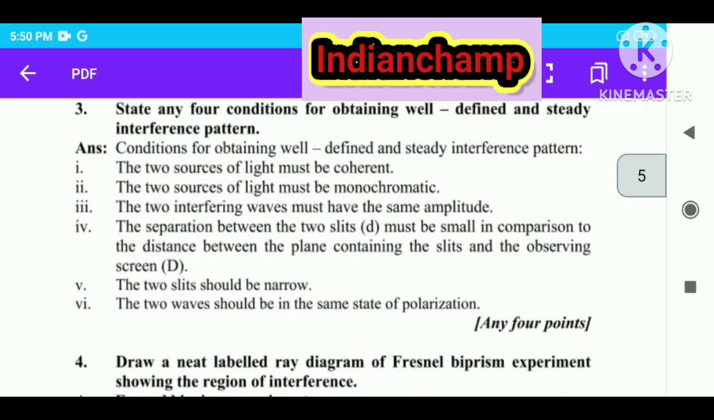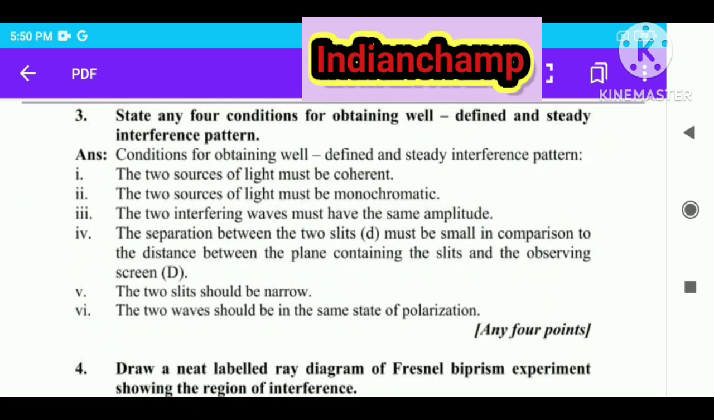Question number three. State any four conditions for obtaining a well-defined and steady interference pattern. Answer: conditions for obtaining a well-defined and steady interference pattern. First, the two sources of light must be coherent. Second, the two sources of light must be monochromatic. Third, the two interfering waves must have the same amplitude.